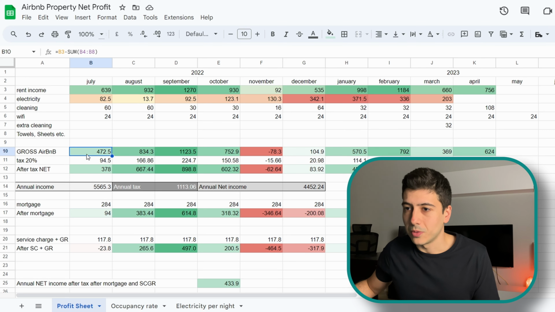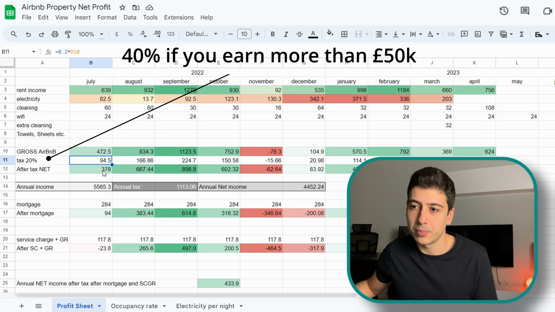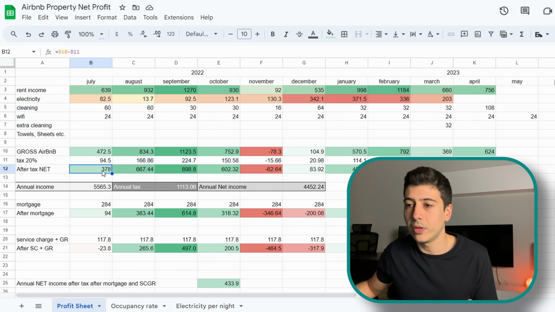So taxable income in accounting is your revenue less all of the expenses. So that taxable income is taxed 20%. So this way, after 20% is taken out of the gross Airbnb profit, I calculate the net profit. So in July, I've made £368 after paying tax. And this value can actually be a negative one.